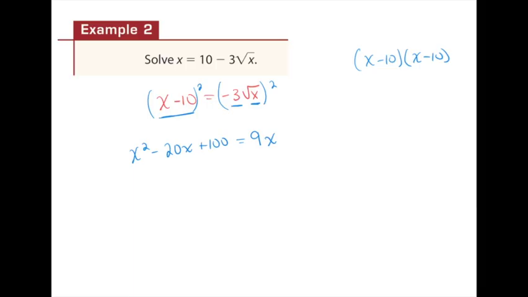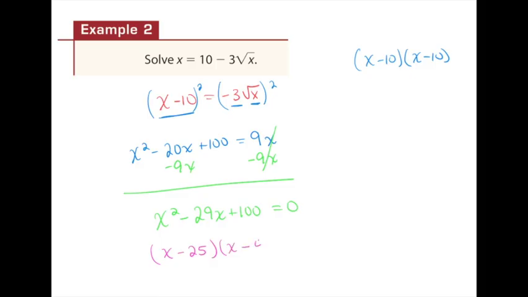And so in order to do either of those, it has to be equal to 0. And so if I have something like this, I'm actually going to move this 9x over. And I'm going to have x squared minus 29x plus 100 equals 0, okay? So now I'm looking for factors of 100 that add up to 29. So hopefully you can come up with that one. 25 and 4, right? 25 and 4 multiply to give me 100 and add to give me 29. So I would say x minus 25, x minus 4 equals 0.